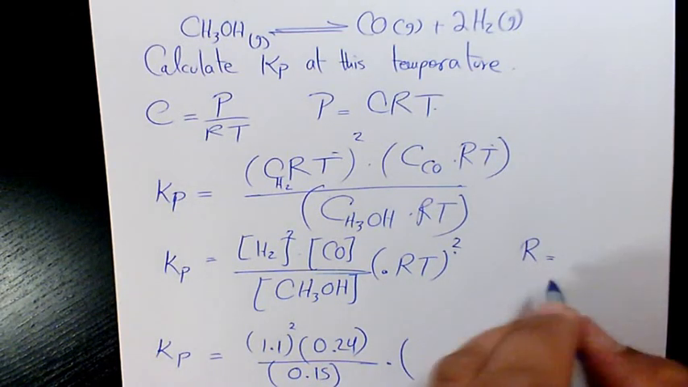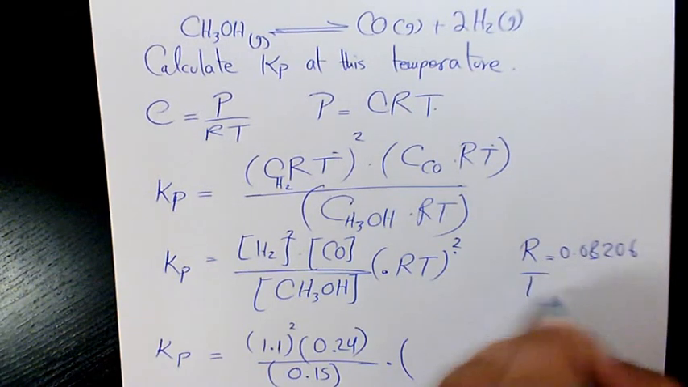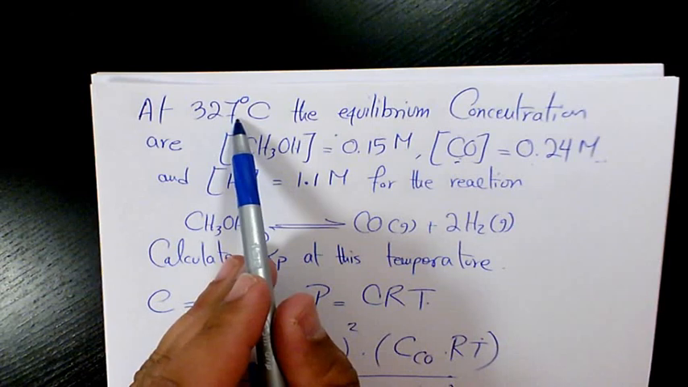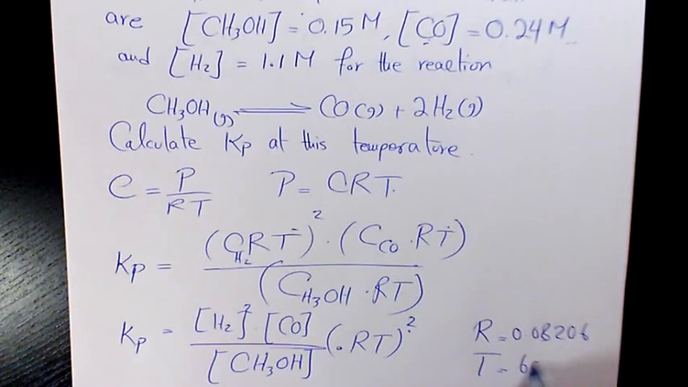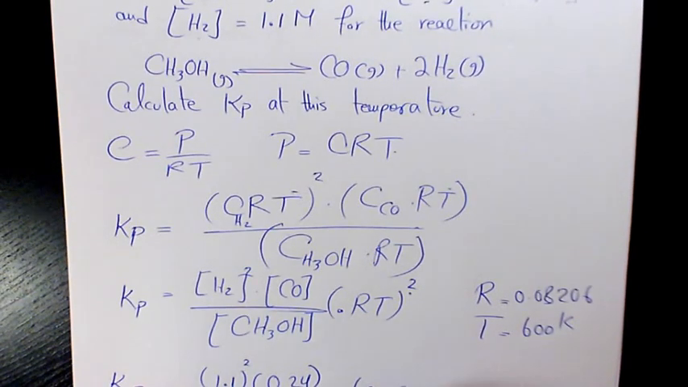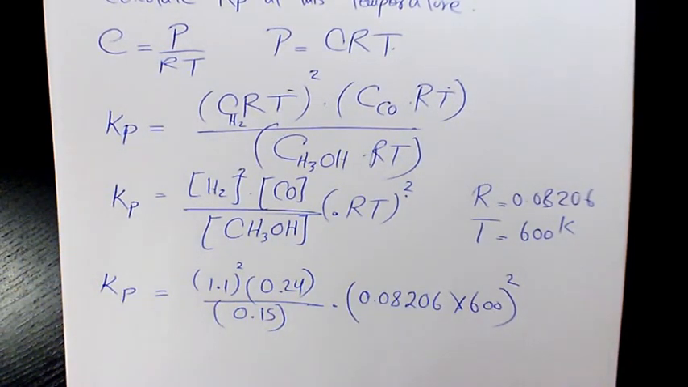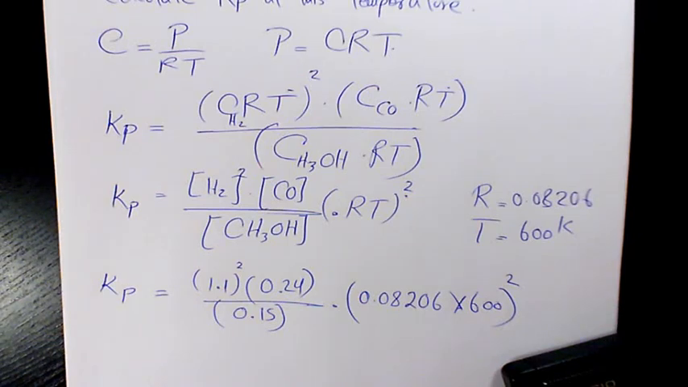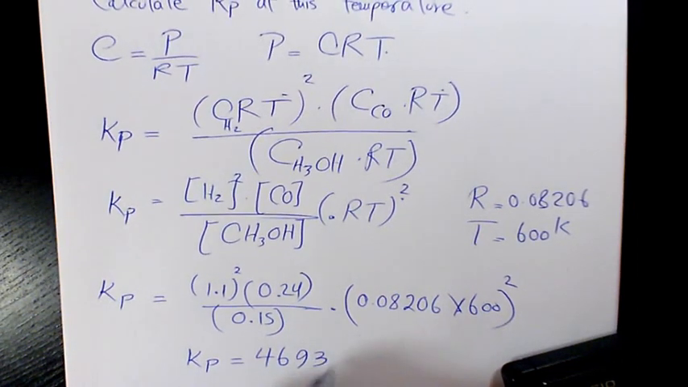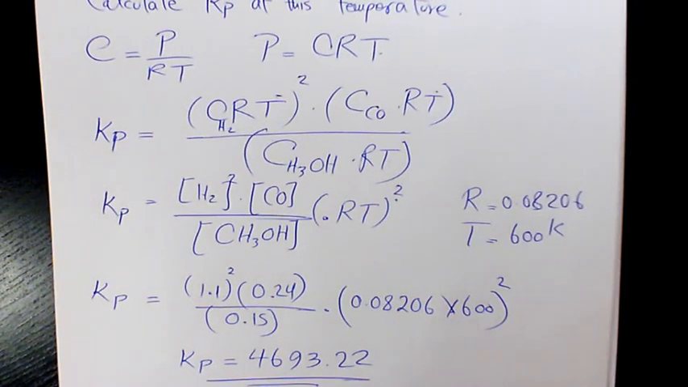The value of R is 0.08206, and the temperature in terms of Kelvin is going to be 327 degrees Celsius plus 273, which is going to be 600 Kelvin. So that's going to be 0.08206 times 600 to the power of 2. So that's multiplication. Kp will be 4693.22. So that's going to be the value of Kp, and that's how we find out the equilibrium constant for gases. Let's see another example.